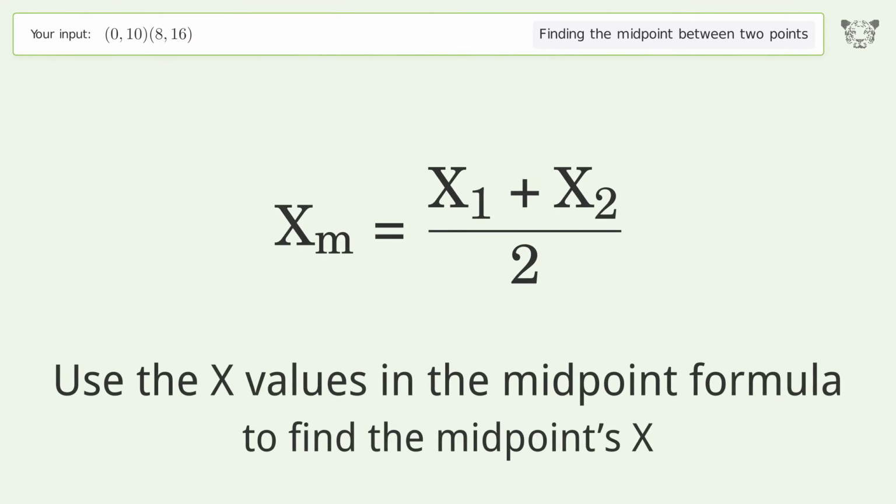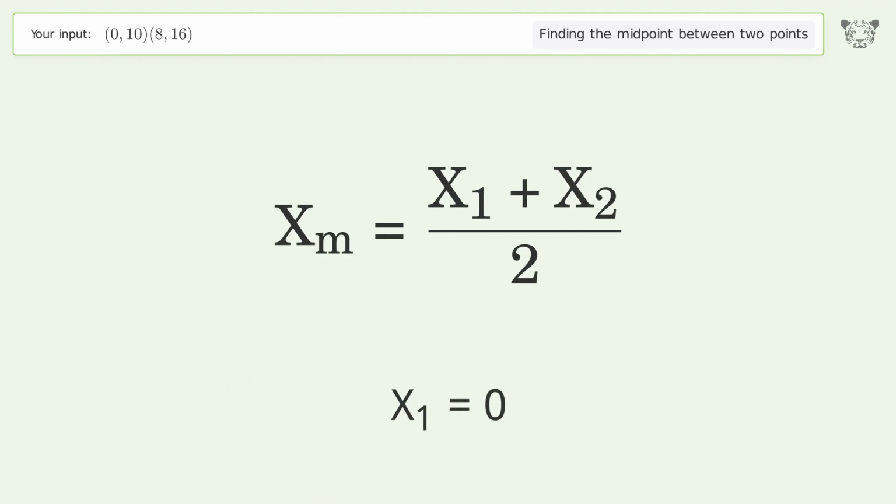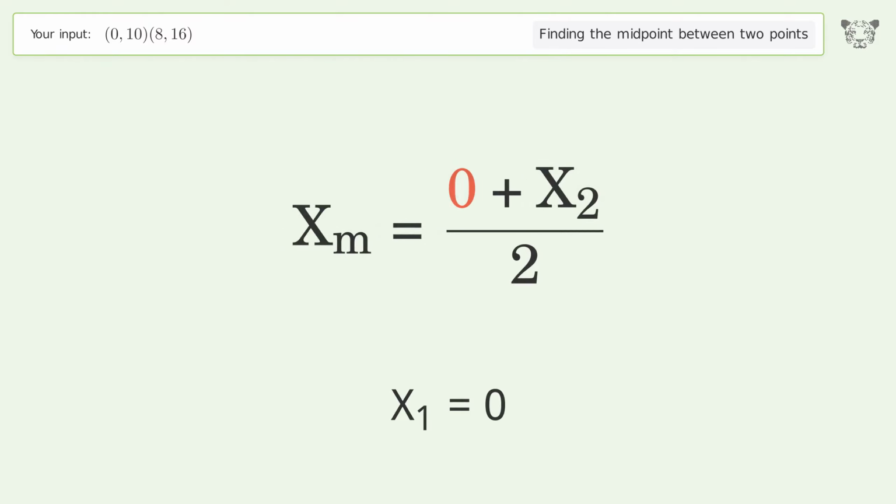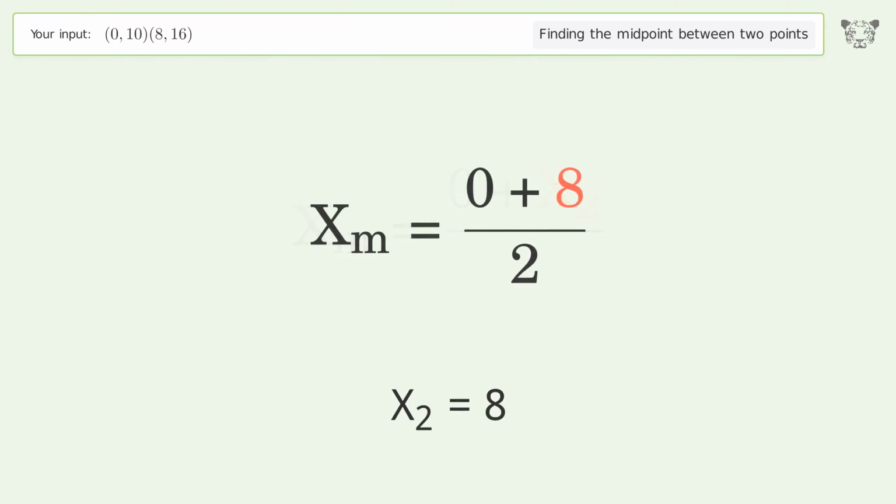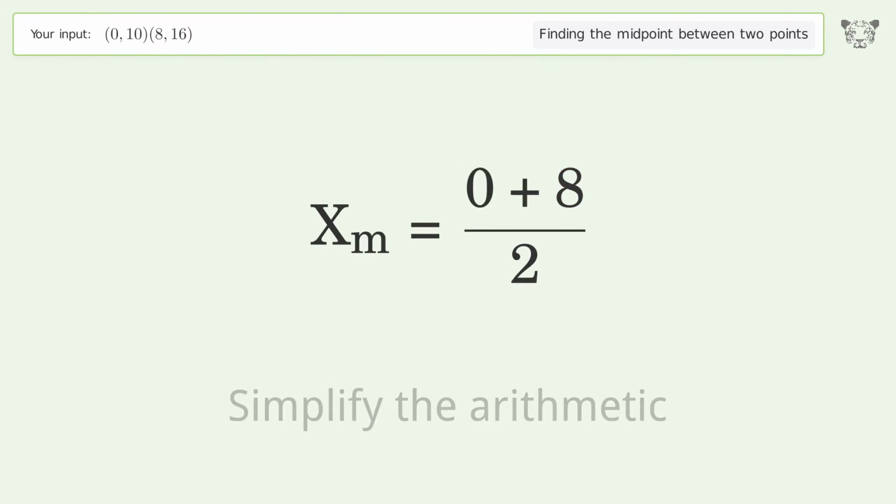Use the x values in the midpoint formula to find the midpoint's x. x1 equals 0. x2 equals 8. Simplify the arithmetic.